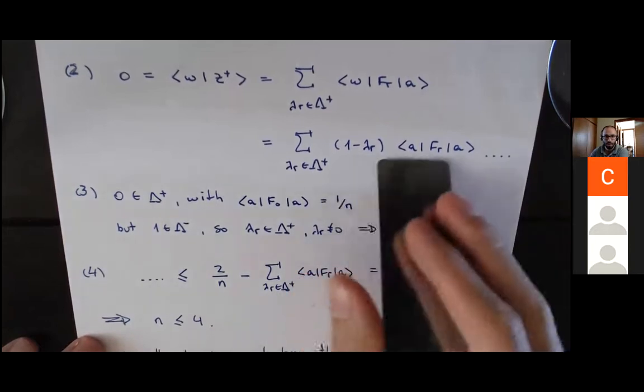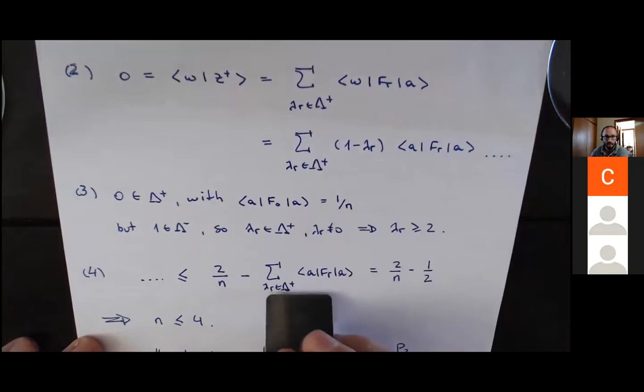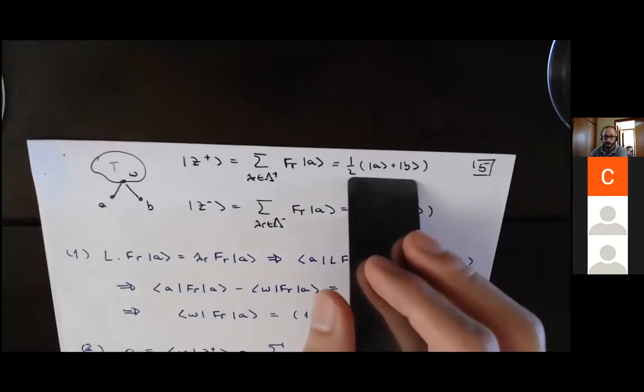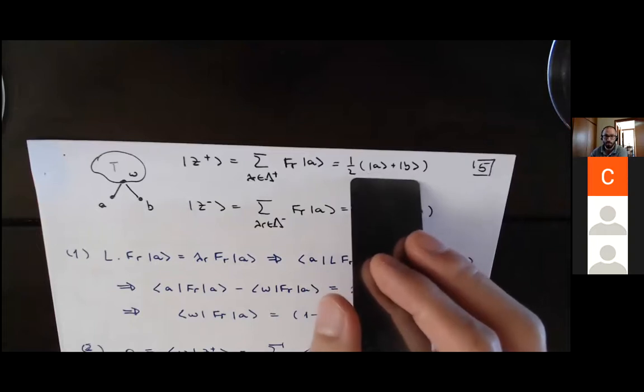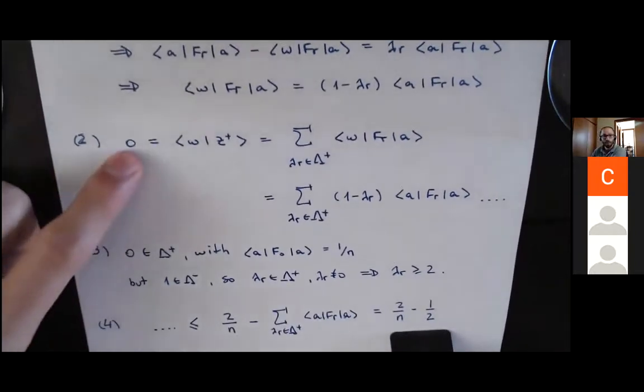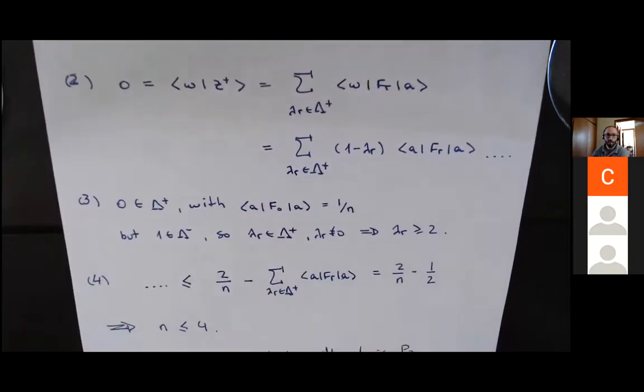So this whole sum here is less or equal than 2 over n minus this. But I know what this is. This is the A-th entry of ket Z plus. And ket Z plus is a half times ket A plus ket B. So the A-th entry is a half. So this is the inequality: 0 less or equal 2 over n minus a half. So n is at most 4.